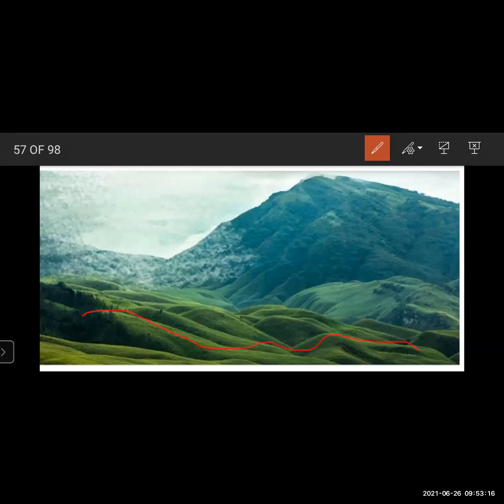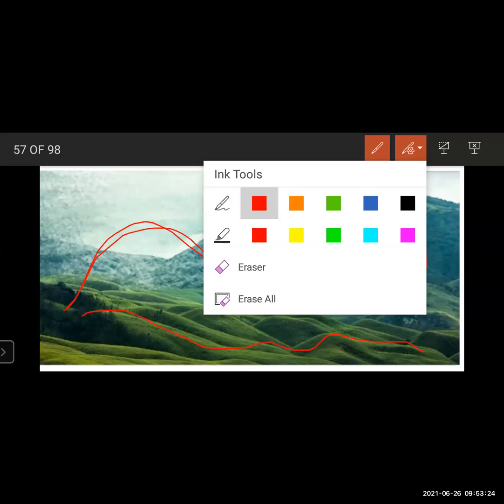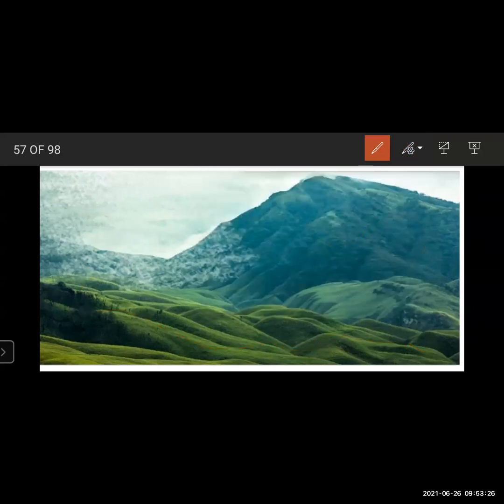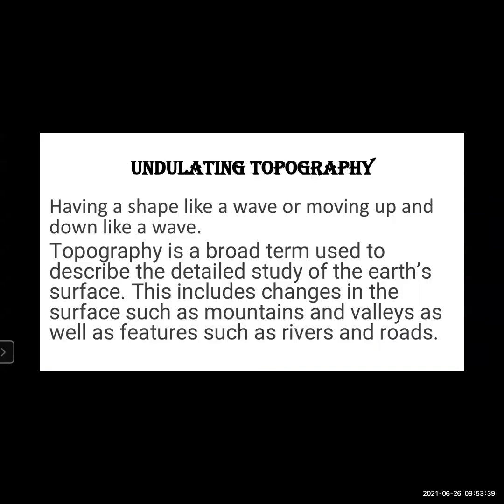It is not like that. If it is like that, then it is a mountain. But it is not like that. It is a slight up and down. See here. Slight up and down. So, undulating topography means having a shape like a wave or moving up and down like a wave.